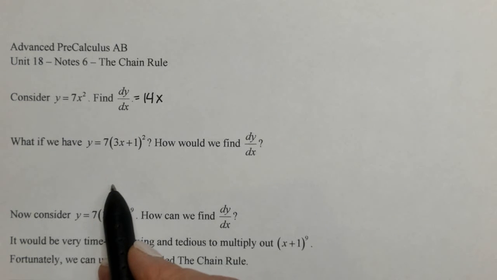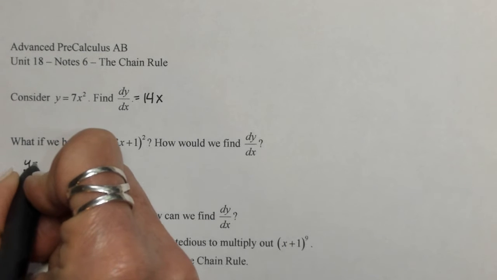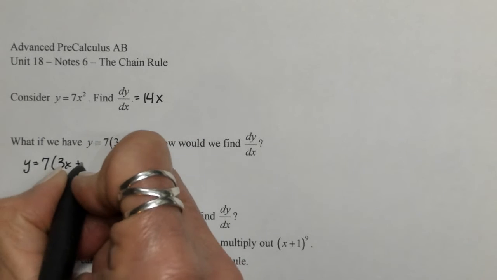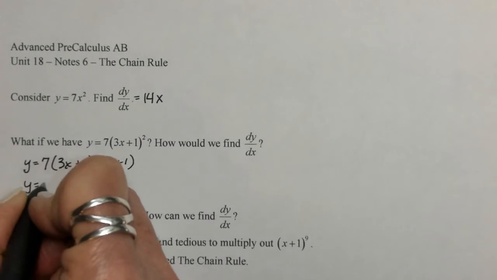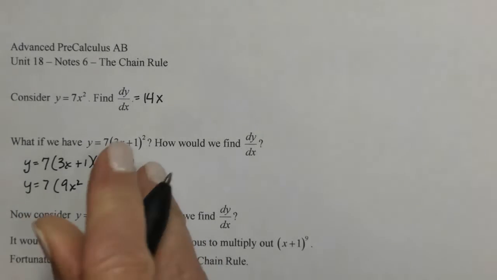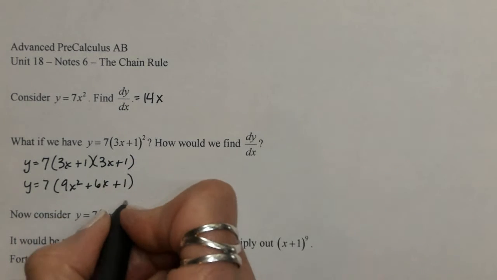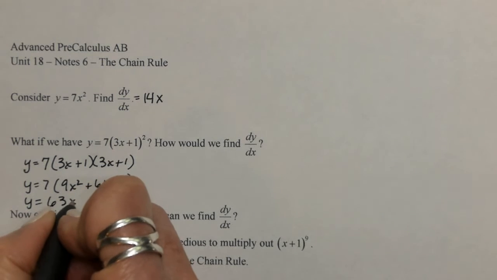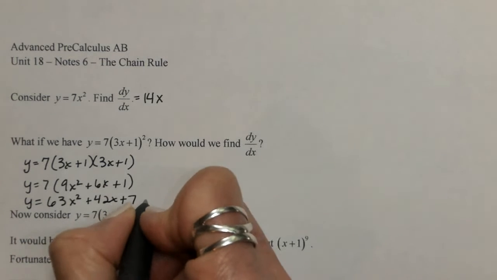Well, we could multiply this out. So I could take this and say that 3x plus 1 squared is the same as 3x plus 1 times 3x plus 1, which is, when I FOIL this out, 9x squared plus 3x plus 6x plus 1. And then I can distribute the 7 through, and I get 63x squared plus 42x plus 7.